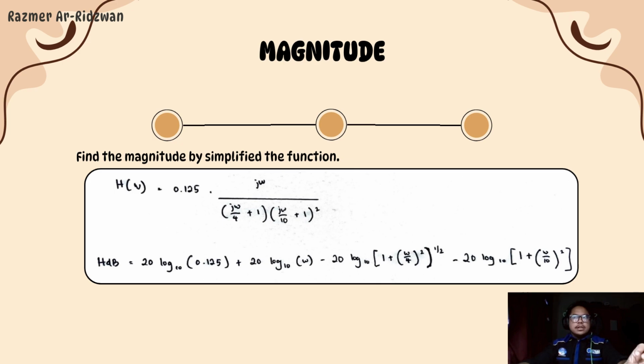After breaking it down using logarithm rules, we get H dB equals 20 log 10 of 0.125 plus 20 log 10 omega minus 20 log 10 of (1 plus (omega over 4) squared) to the power of 1 over 2 minus 20 log 10 of (1 plus (omega over 10) squared).